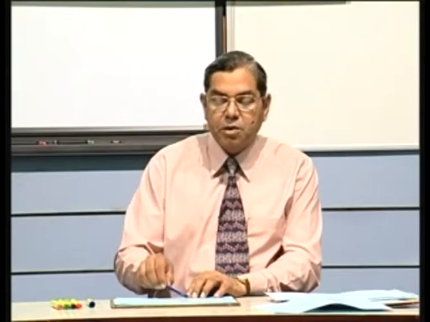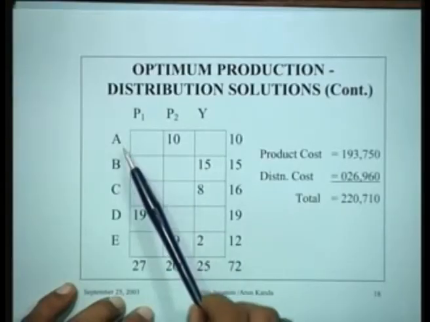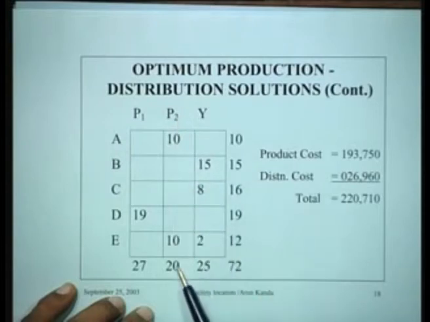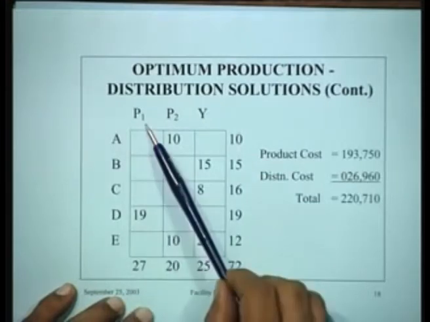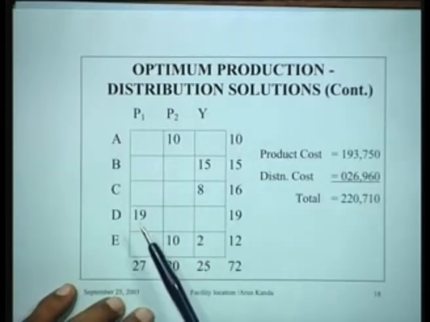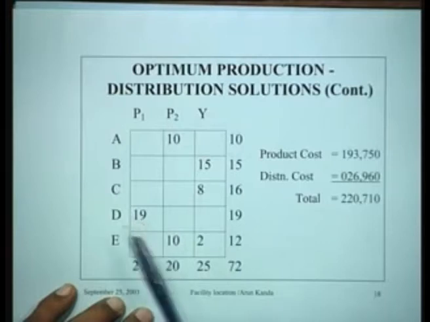And this is the optimal solution, which specifies that of the total production of P2, for instance, 20 units, 10 should be sent to A and 10 should be sent to E. And similarly, of the total production of P1, 19 should be sent here, and so on.